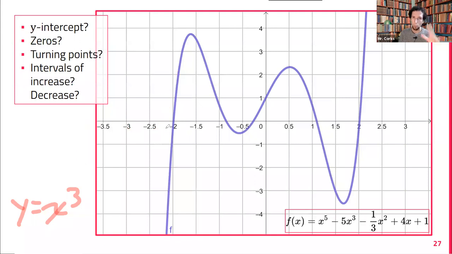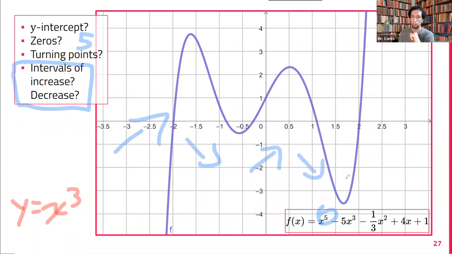So there's a more formal mathematical proof, but from that we can see that the exponent, whatever the exponent is, if it's a 5 or it's a 3, so here it's a 5, that is the maximum number of zeros, maximum number of x-intercepts, and it also is the maximum number of intervals of increase or decrease. So up, down, up, down, up, that's 5. It can't be more than 5. So that's how we can read that number.